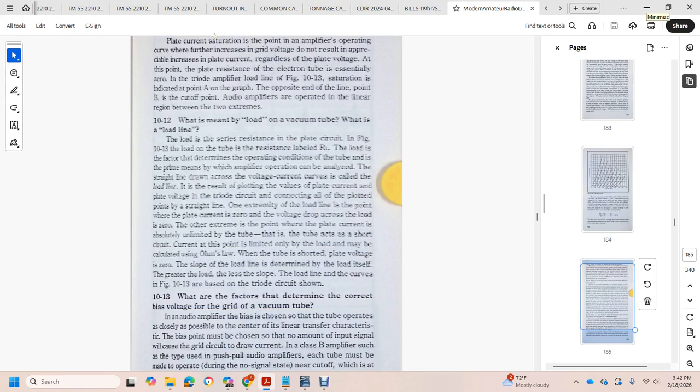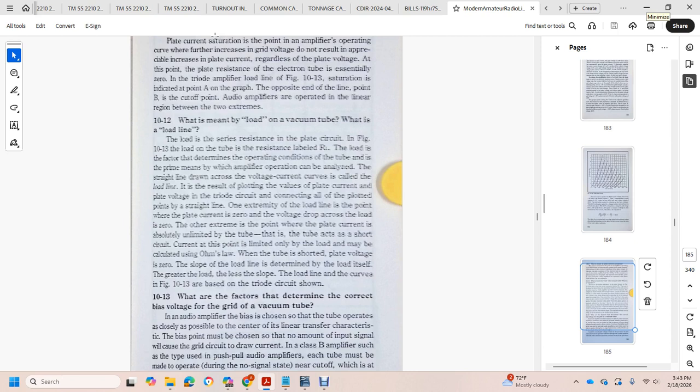What is meant by the load on the vacuum tube, and what is the load line? As shown in figure 10-13, the load of the tube is the resistance labeled R, and it is the factor that determines the operating condition of the tube. The amplifier operation is analyzed with a straight line drawn across the voltage curves, called the load line. It is the result of plotting the plate current and plate voltage values of the triode circuit, connecting all the applied points with a straight line. At one extreme load line point the plate current is 0 with no voltage drop across the load, and at the other extreme the plate current is absolutely unlimited by the tube.